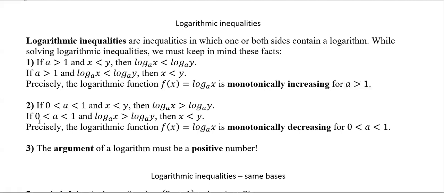If the base a of the logarithmic function is greater than 0 and less than 1, and logarithm base a of x is greater than logarithm base a of y, then the argument x is less than y. Precisely, the logarithmic function is monotonically decreasing for this value a. The argument of a logarithm must be a positive number.